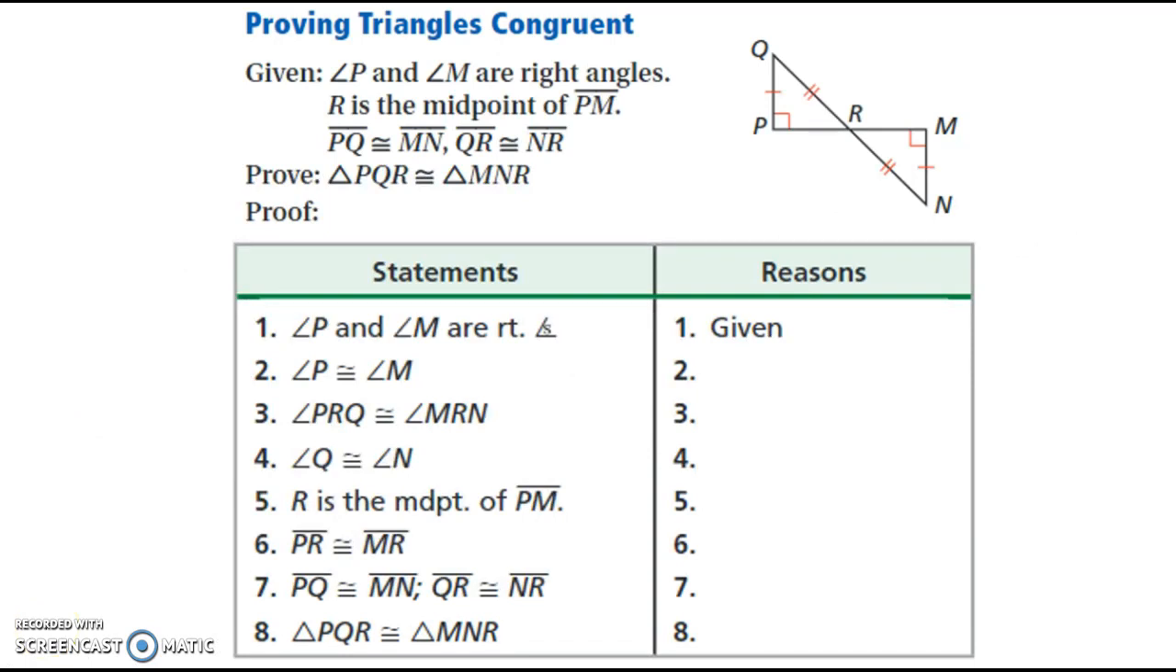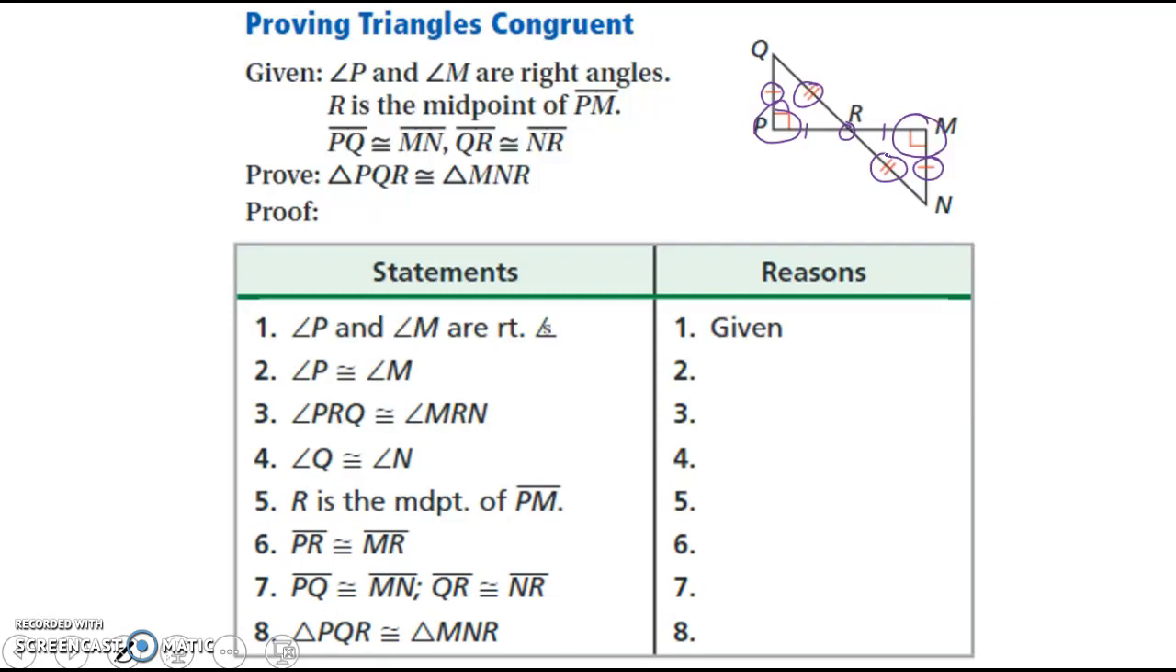What we have here, we are given that angle P and angle M are right angles, right here and right here. That point R is the midpoint of PM. So right here, if that's the midpoint, that means that PR is congruent to MR. We also know that PQ is congruent to MN, and that QR is congruent to NR. So we want to prove that triangle PQR and triangle MNR are congruent.